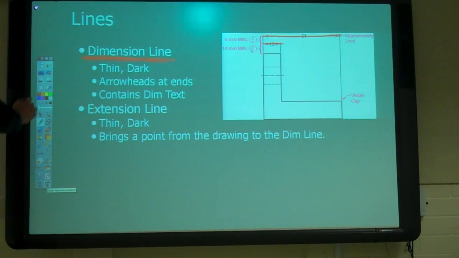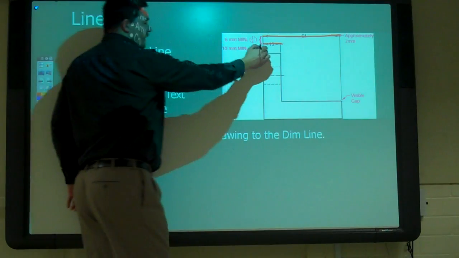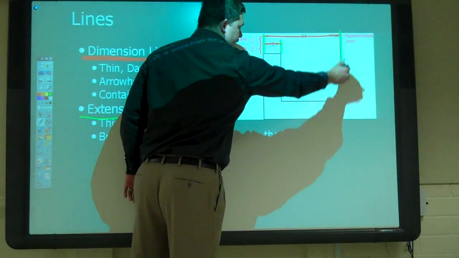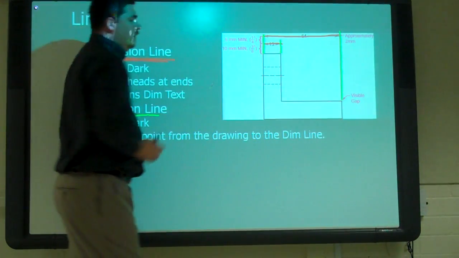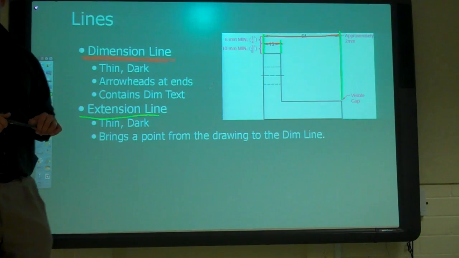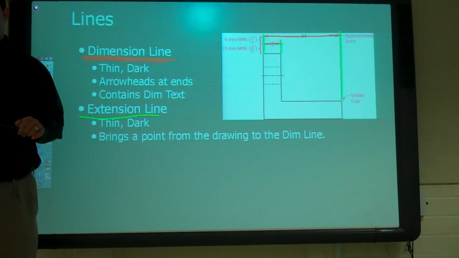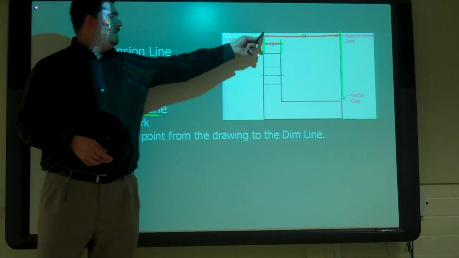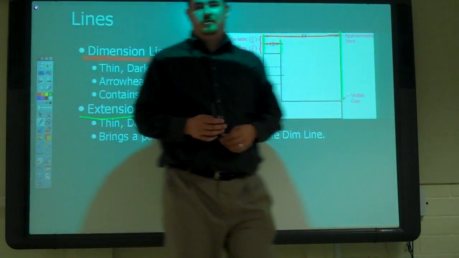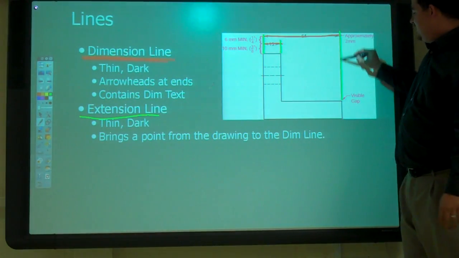Then we have the extension lines, which are the lines here. And what do the extension lines do? Point to the corner of the part. Besides reading what I have. What's the purpose of that extension line? Show where it starts and finishes the measurement. Yeah, it's showing us, from our dimension line, how do we get back down to the part?